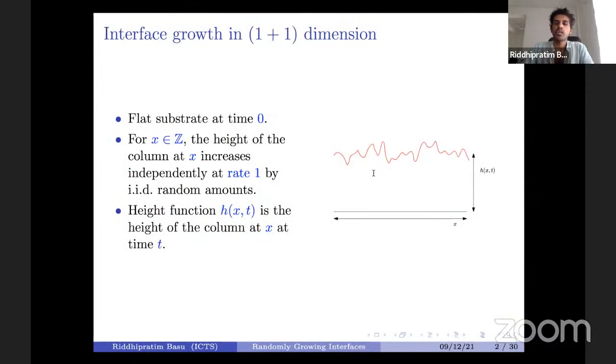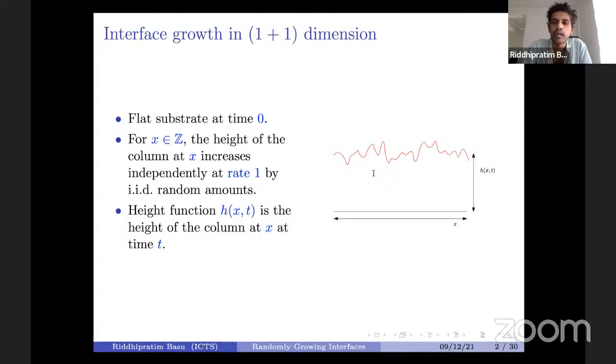Right. So we will talk about randomly growing interfaces, and our interface will be a one-dimensional interface. That means the interface will be growing in time. When I say interface growth in 1+1 dimension, it means one space dimension. So the interface is like a one-dimensional curve, and it is growing in time. By the way, at any point, if you have any questions, please directly interrupt me and ask.